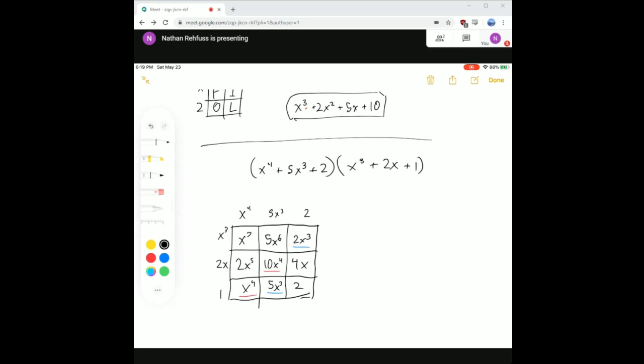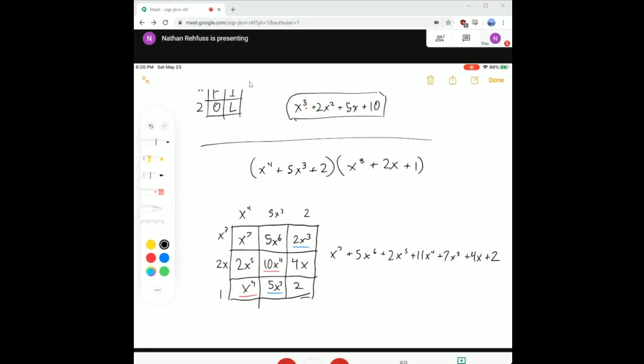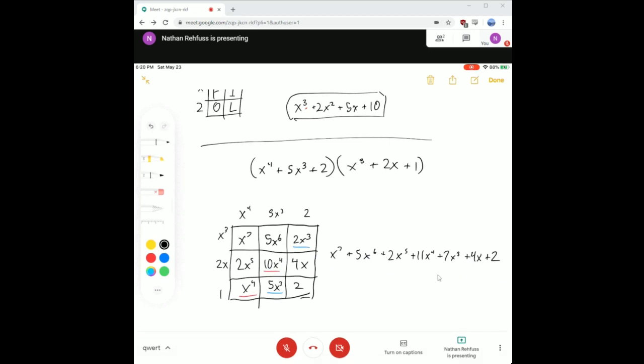So my final answer, I'm just going to write this in standard form: x to the 7th, I see a 5x to the 6th. Make sure you don't leave any boxes out, 2x to the 5th. Now for the fourth powers, there's a 10 and a 1. Together that's 11. For the third powers, there's a 2 and a 5. Together that's a 7. No squared, but a 4x and a 2. So that's my final answer. See, not so bad. Two trinomials. We could have as many as 9 terms, but some of those are like terms, so we ended up with only 7 in the end. A big polynomial.